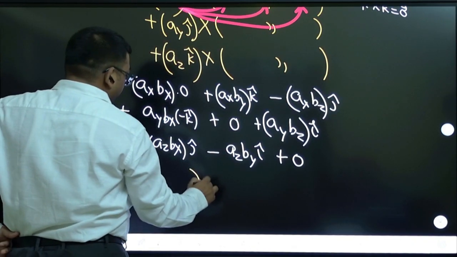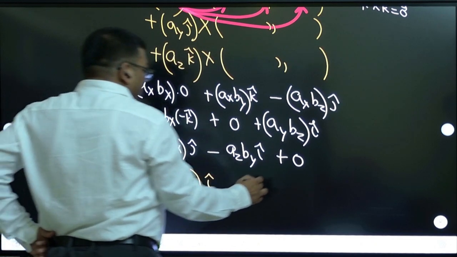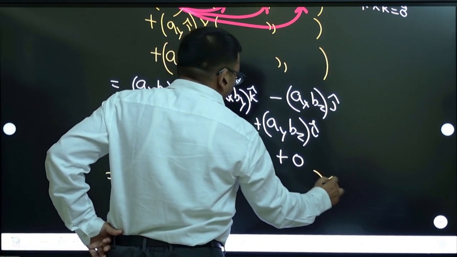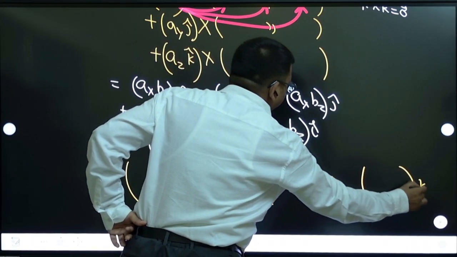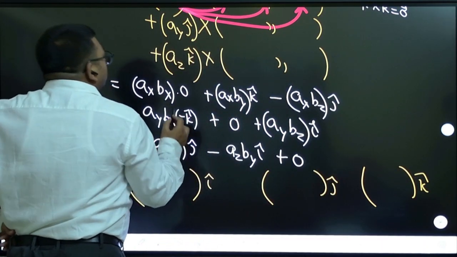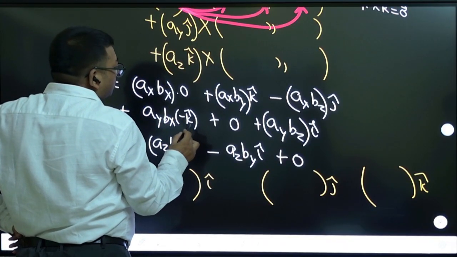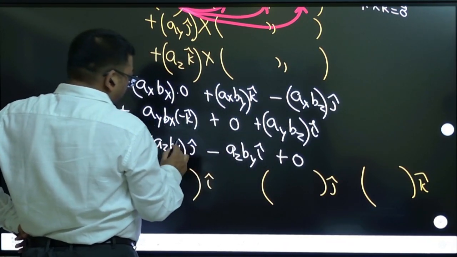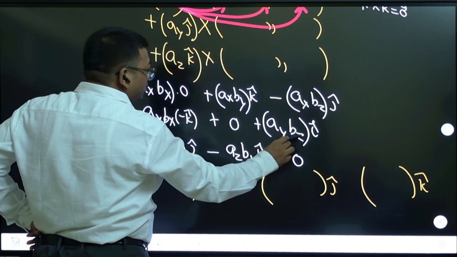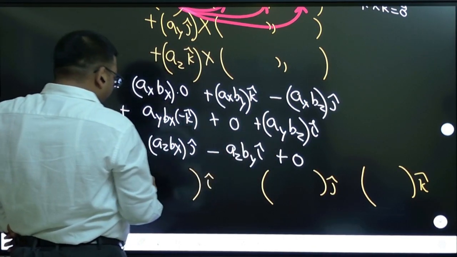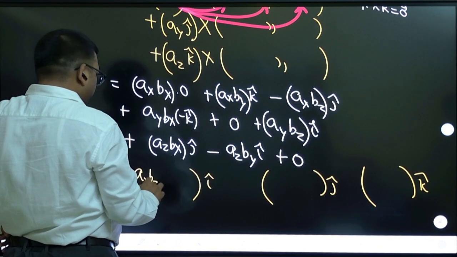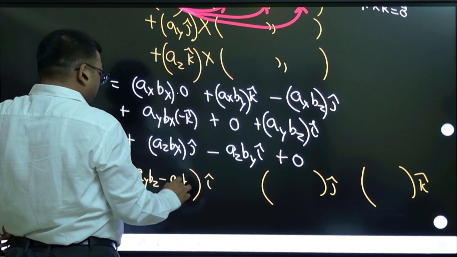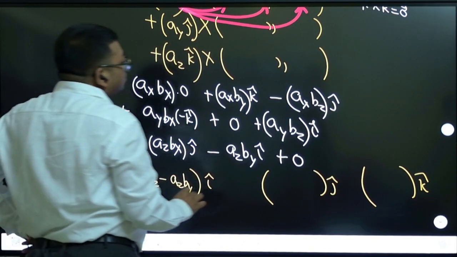So let us present i cap and j cap and k cap. Plus minus we will see afterwards. So first let us figure out, where is i cap? Here is i cap and here is i cap. So ay bz minus az by i cap has come out.